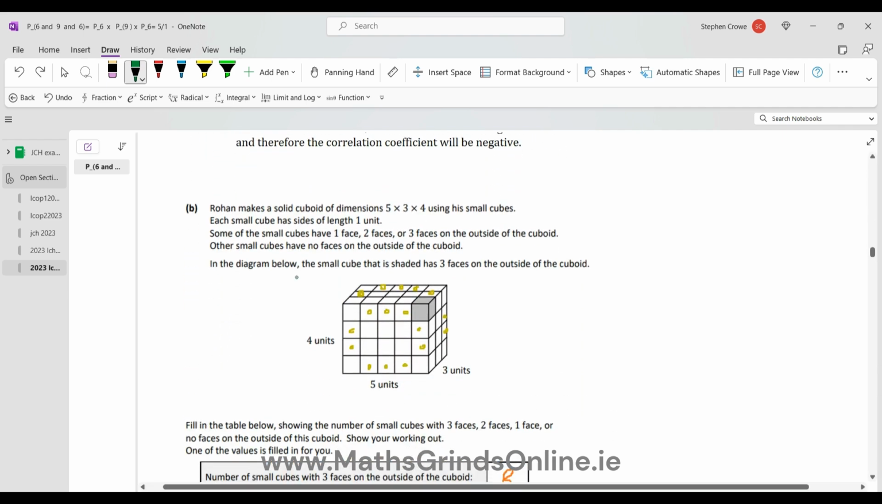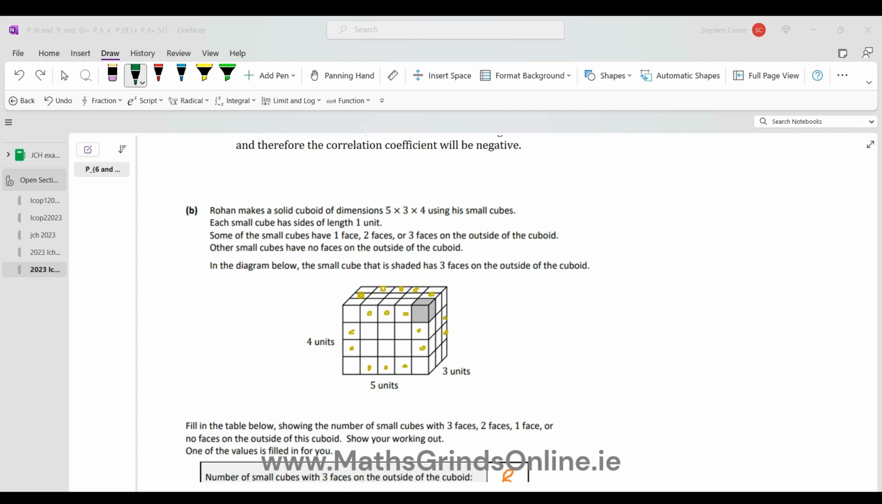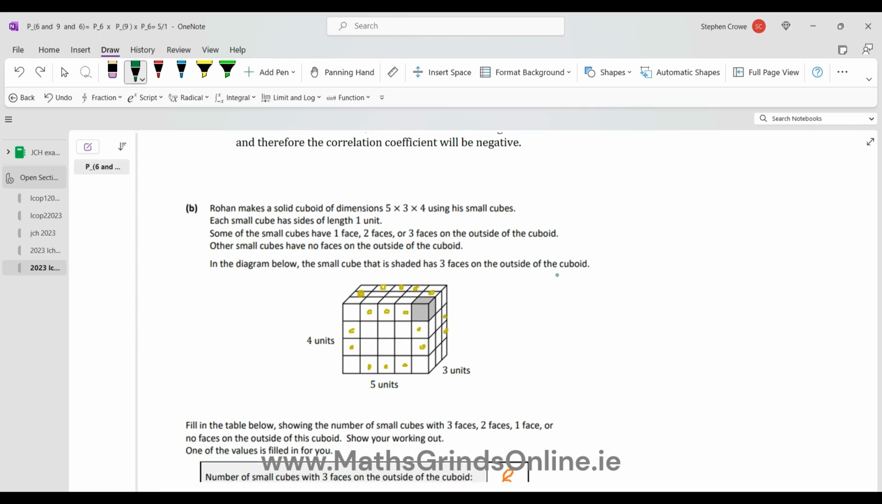Part B of this question. Rowan makes a solid cuboid of dimensions 5 times 3 times 4 using his small cubes. Each small cube has a side of length 1 unit. Some of the small cubes have 1 face, 2 faces, or 3 faces on the outside of the cuboid. Just to draw our attention to the shaded one here, it has a face facing out this way, another facing out this way, and one on the top as well. So there's 3 faces of that one facing out.